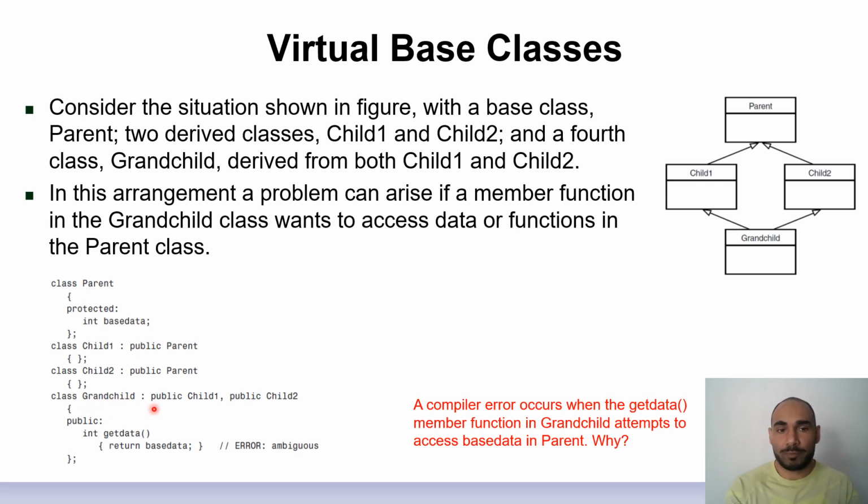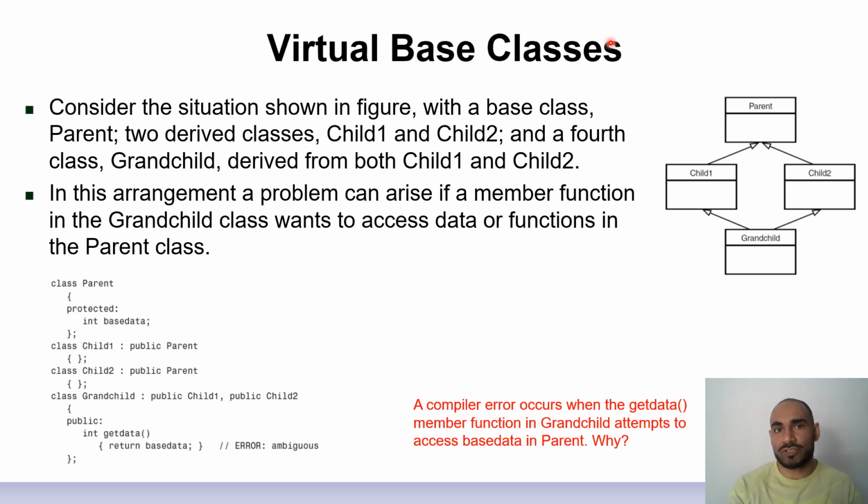And grandchild publicly extends child1 and child2. In this case, when the child1 and child2 classes are derived from parent, each inherits a copy of parent. So each inherits a copy of parent, and this copy is called a sub-object. Each of the two sub-objects contains its own copy of parent's data, including base data.